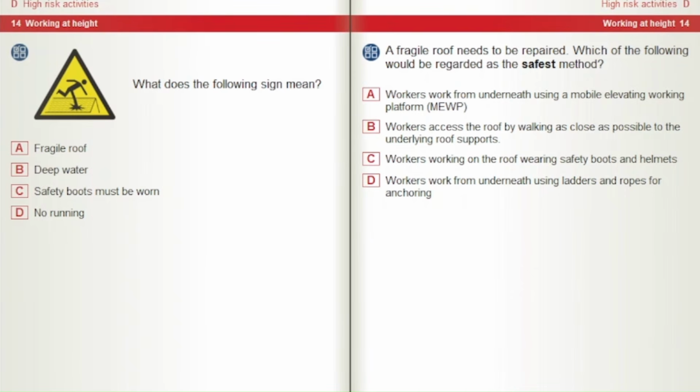What does the following sign mean? Fragile roof. Deep water. Safety boots must be worn. No running.